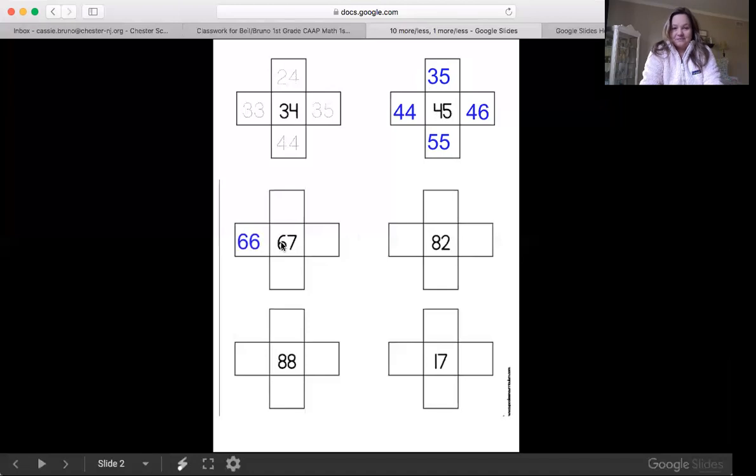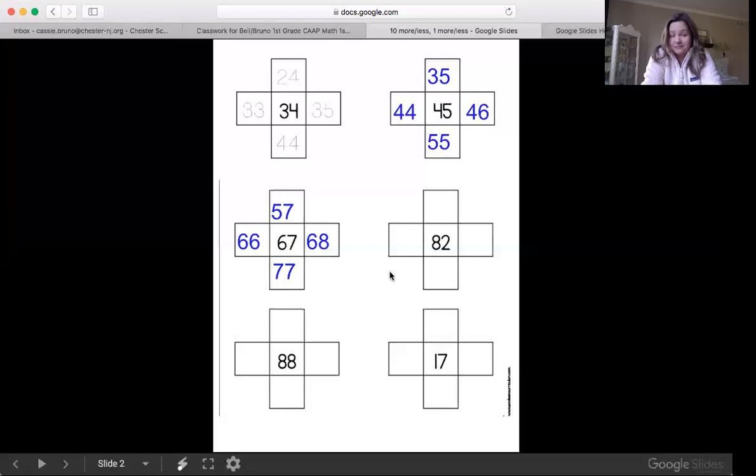Let's go on to this one. 67. What comes before that? One less. 66. And then one more. 68. 66, 67, 68. Counting by ones. Now we're going to go tens. So now our tens place is going to change. So 10 less than this, what comes before that 6? 57. Then 67. And then 10 more would be 77.